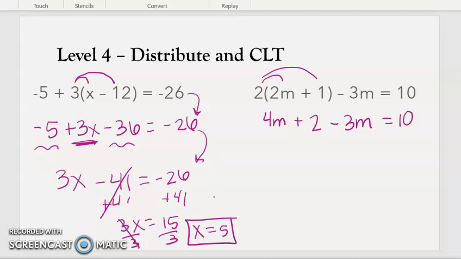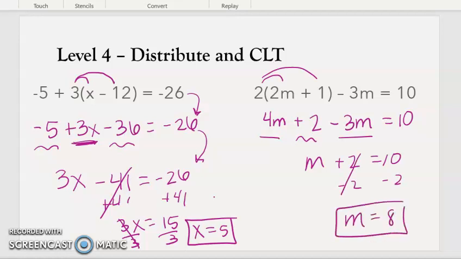Step 2 is to combine like terms. I can combine these guys. 4m minus 3m is 1m. You can write 1m, or I'm just going to put m. And then this +2, there's nothing on that side, so I'm just going to put +2 equals 10. And then I just solve. So we're slowly making a complicated equation into much simpler terms. So m equals 8. Okay? So that's distributing and then combining like terms. Always follow that pattern. Distribute first, then combine like terms.